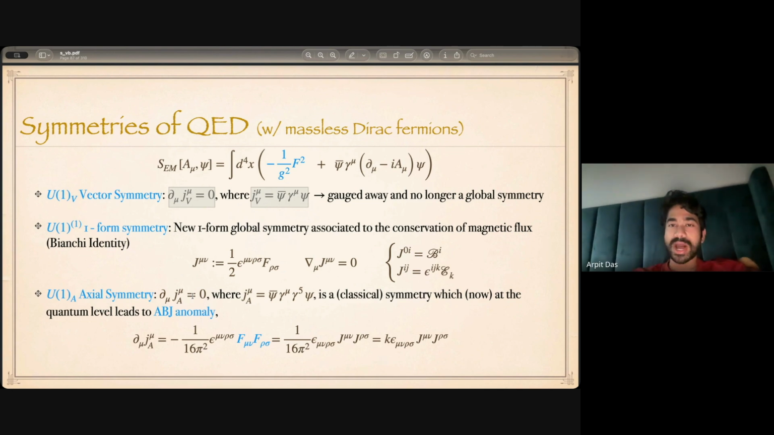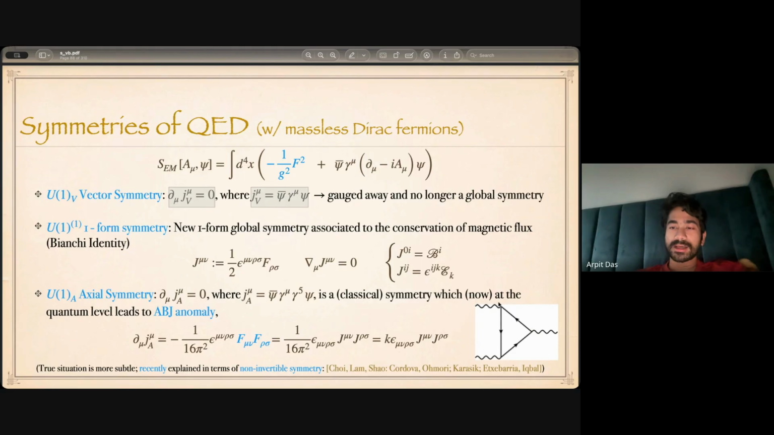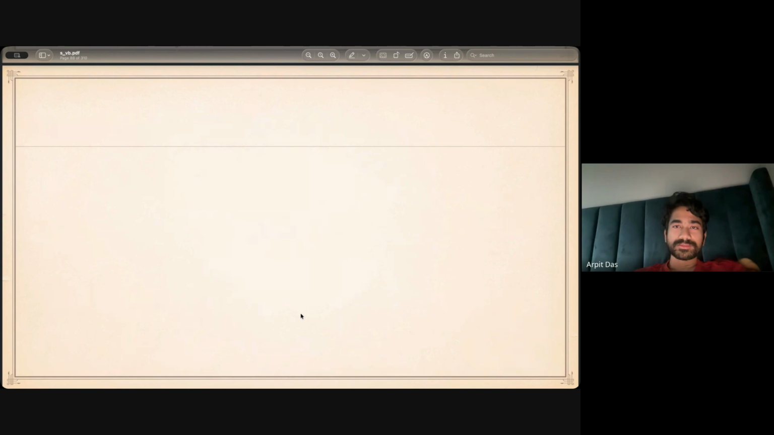But now in this one form language, we are trying to see that this anomaly can also be recast with the help of this one form current. And at times people denote this anomaly with a triangle diagram. So if you compute a triangle diagram of del mu j mu with two other current insertions, then this is where the anomaly appears at one loop level. And we will briefly touch upon it a bit more in the next slides. So any questions at the moment?